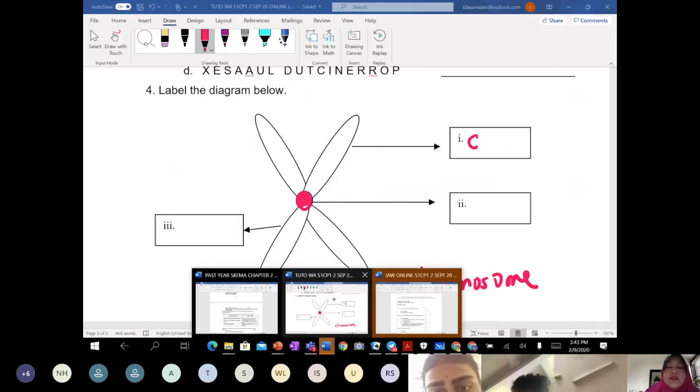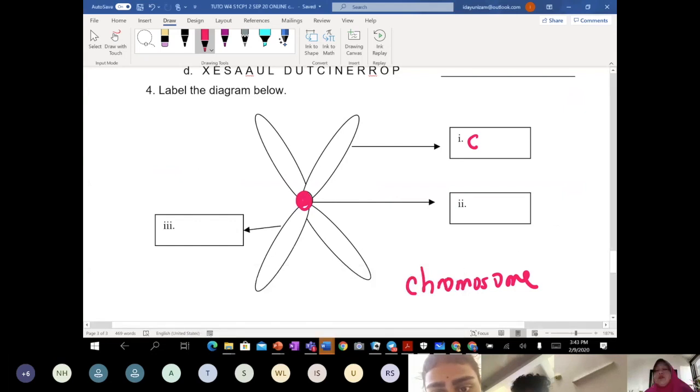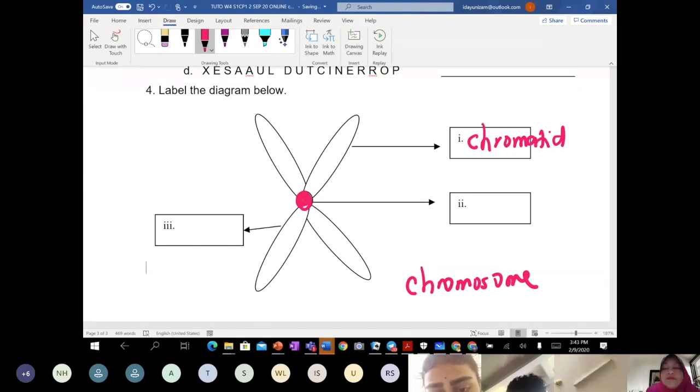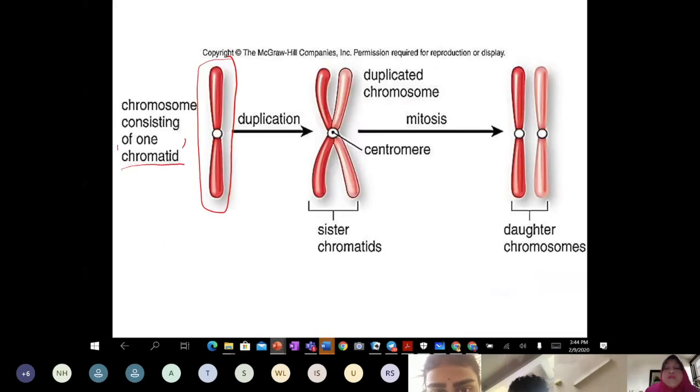So the answer for number 1 will be chromatid. Yes, good. Next, Jannah, number 3. Wong, number 3. What do you think is the answer? Number 3, okay. What do you think is number 3? Is it the same answer as number 1?